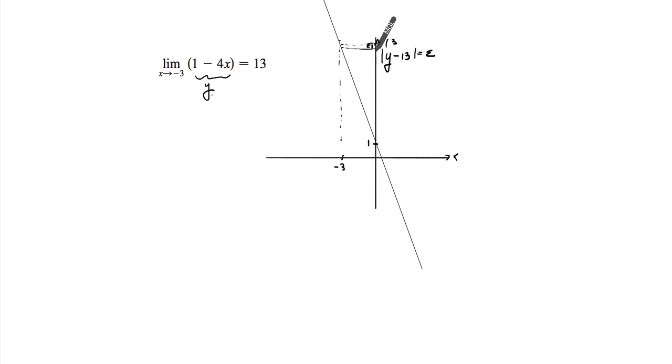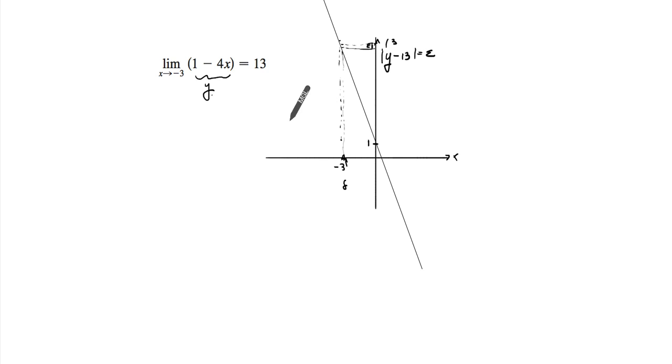So the concept here is that it doesn't matter what I pick for epsilon, as long as it's some small value for epsilon, there's going to be a corresponding matching x value that I can pick. Okay, a matching delta value I can pick, so that when I plug in that value, I will get this epsilon.